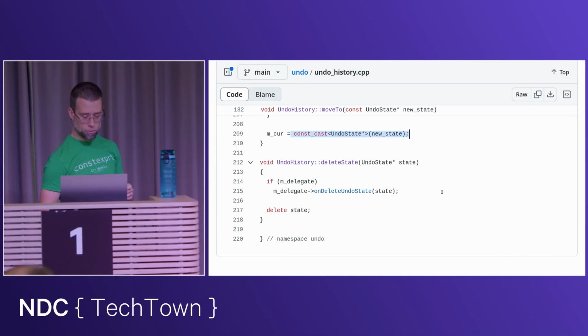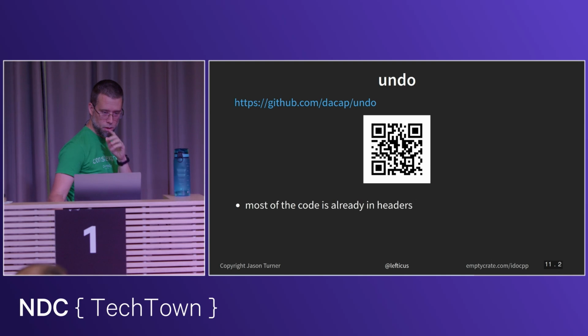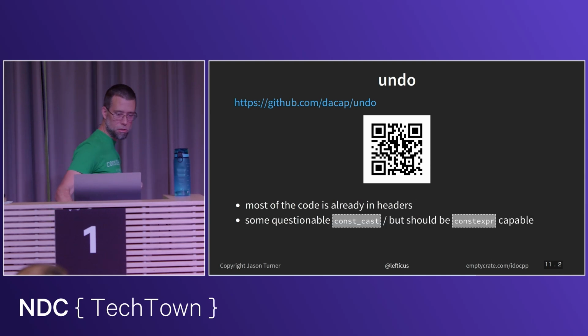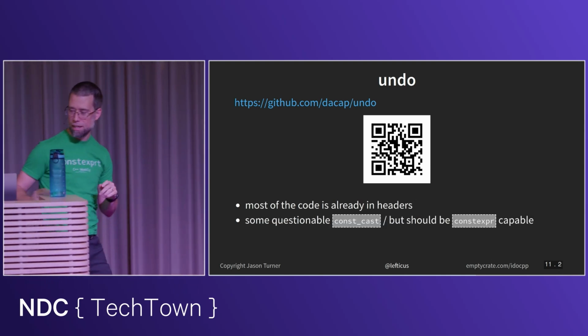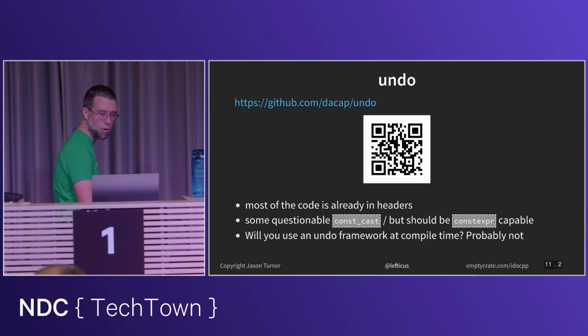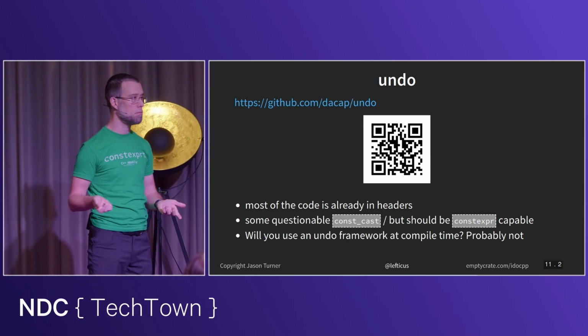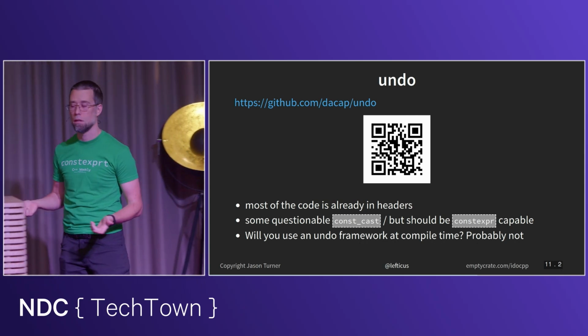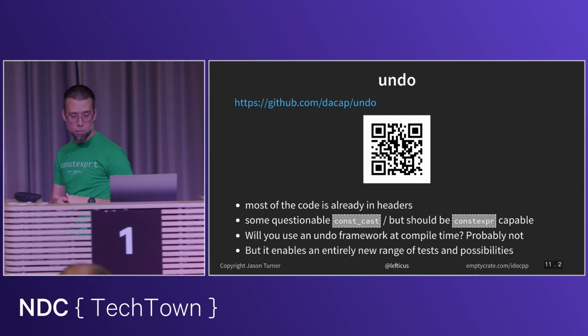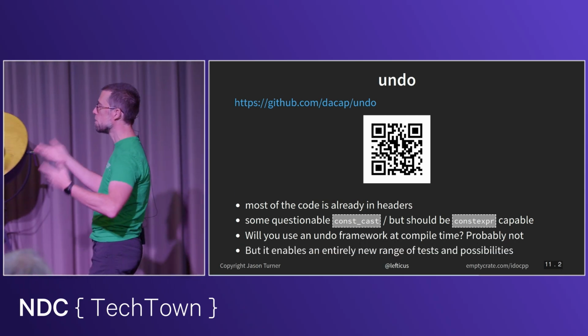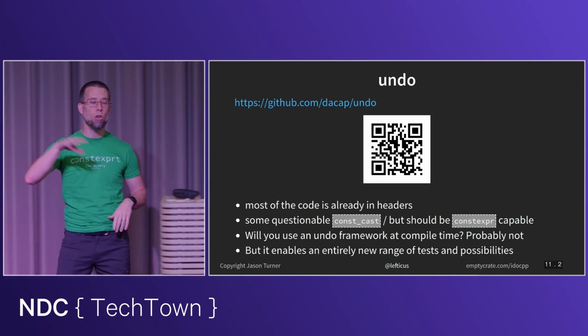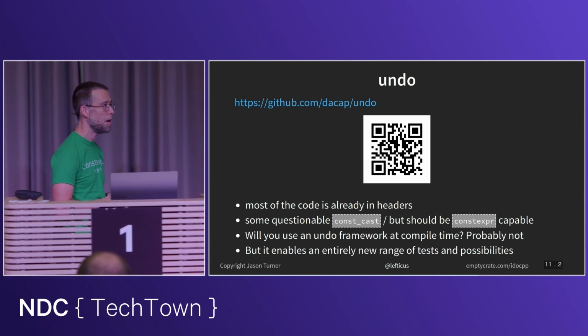OK, so we have, let's see. Most of the code's already in headers. Some questionable const cast. We think that should be constexpr capable. Would you ever use an undo framework at compile time? Probably not. But it enables this new range of tests and possibilities. You don't know how the users of your library might want to use it.